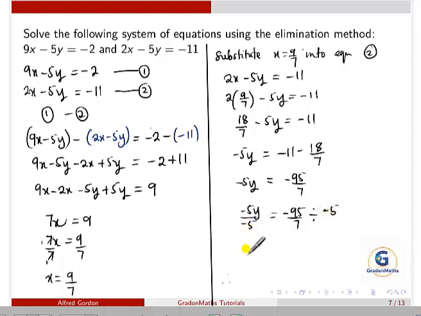So here we are going to have y is equal to, so this and this are the same, that gives us a 1. And here minus 95 on 7 divided by minus 5 will give us 19 on 7. So we have our x equal to 9 on 7, and our y equal to 19 on 7. So this is the solution to our system of equations above. Now let us continue to solve other examples.